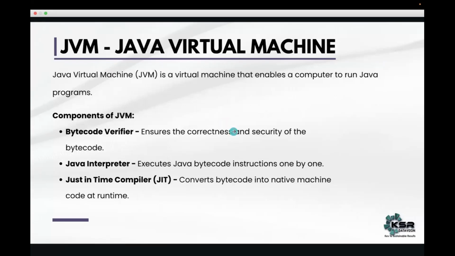Thank you. So next is JVM, the Java Virtual Machine. It's like a machine that enables you to convert your code to machine code, and interprets everything. The Java Virtual Machine is a virtual machine that enables a computer to run Java programs. The components of JVM include a bytecode verifier. You compile your code and convert it into bytecode, the intermediate code. Now the JVM has to verify whether the bytecode generated is correct or not.